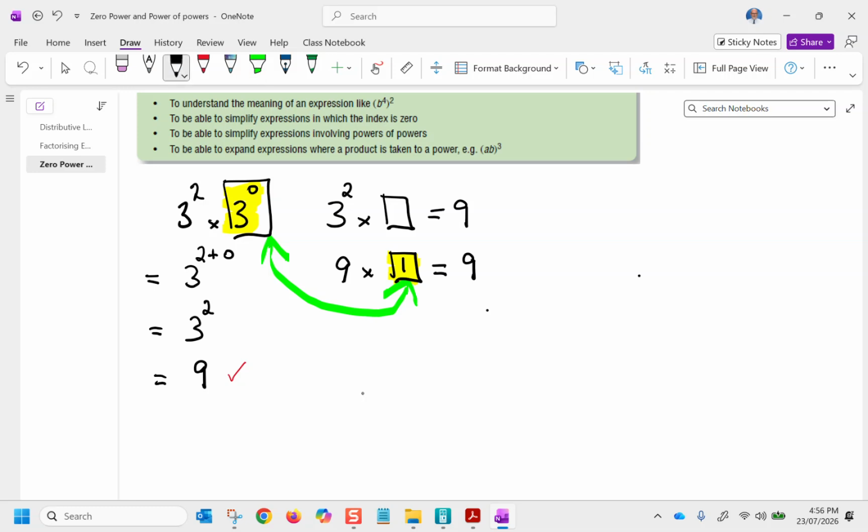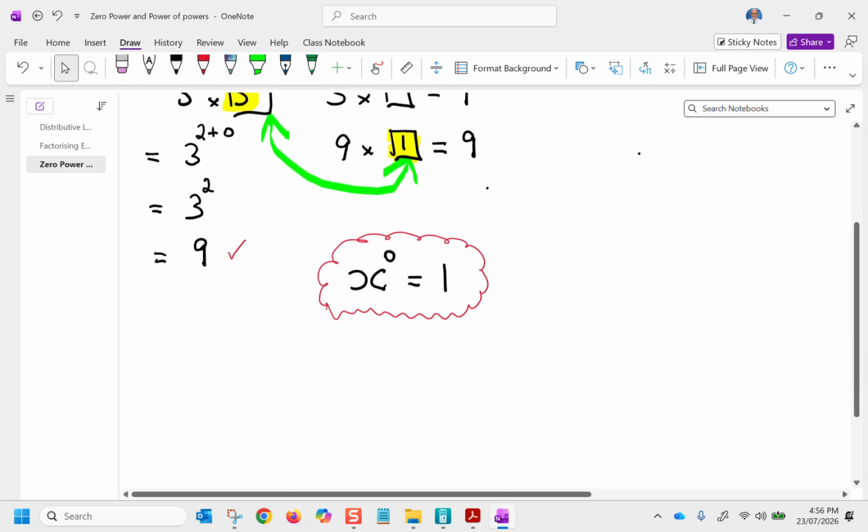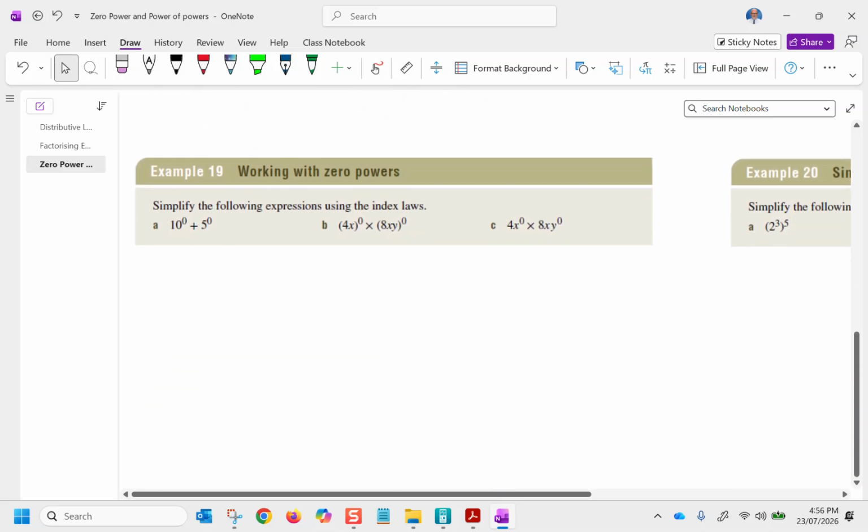In fact, any number at all, let's use x, to the power of 0 equals 1, as long as the base x is not 0. Any number other than 0 to the power of 0 equals 1. And that's a very important idea that we will be using and that you need to remember. So that's the first big idea. Now let's do a couple of practice questions that use that idea.